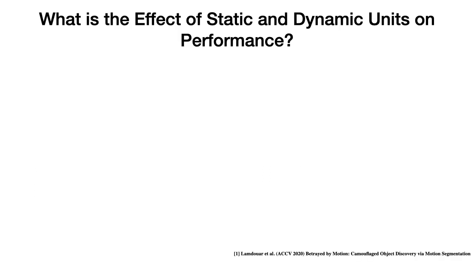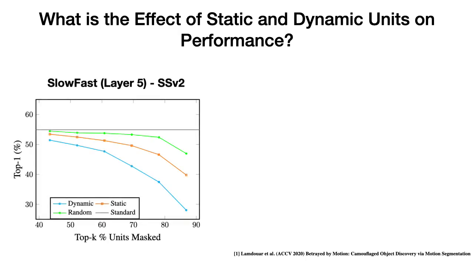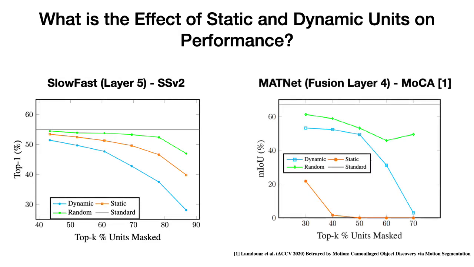Finally, to measure the effect of static and dynamic units on performance, we perform validation while zeroing out the top K dynamic and static channels compared to randomly selected channels. For the slow-fast model in SSV2, we observed that dynamic units reduce the performance significantly more than other units, while for the task of segmenting camouflaged animals, static units produce the quickest decrease in performance.